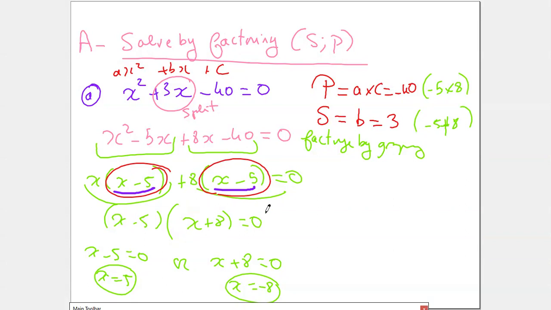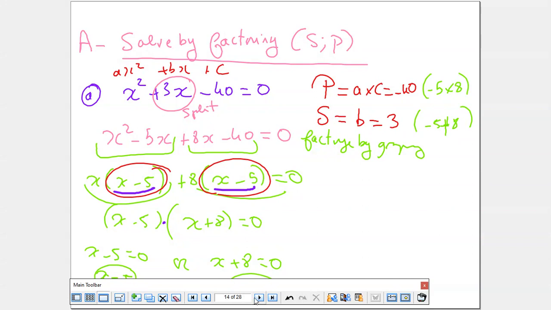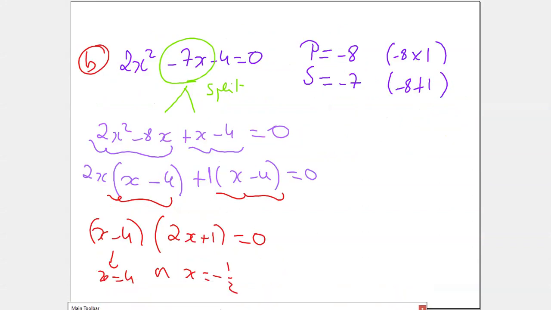And now if I want to solve it equal to 0, I have a product equal to 0. Now that I factorized it, a product is 0 when one of the factors is 0. So it gives me x is 5 and x is minus 8. What does it mean? If you replace x by 5 here, the answer will be 0. If you replace x by minus 8, the answer is 0. And if you graph this function, it will cut the x-axis at x equal 5 and x equal minus 8. Let's do another example.